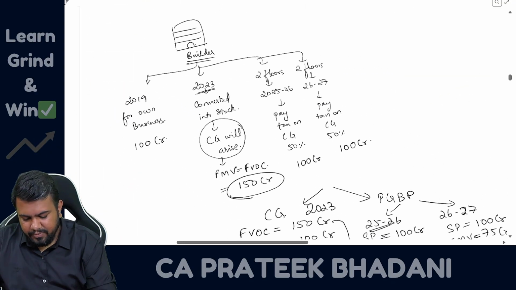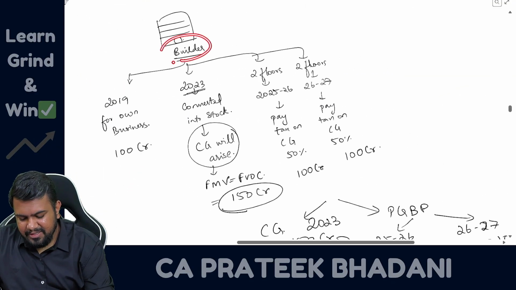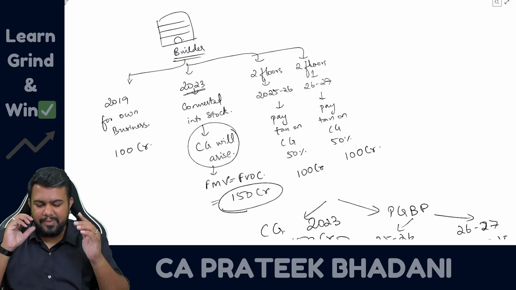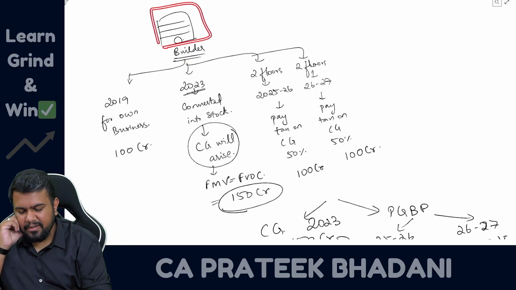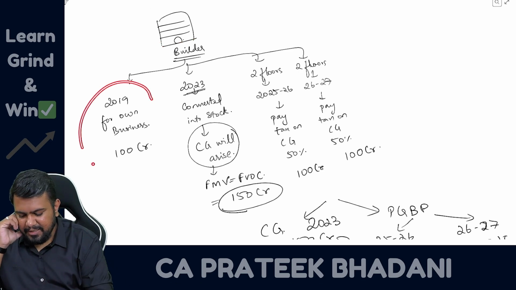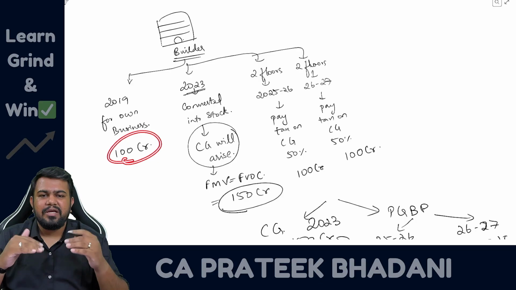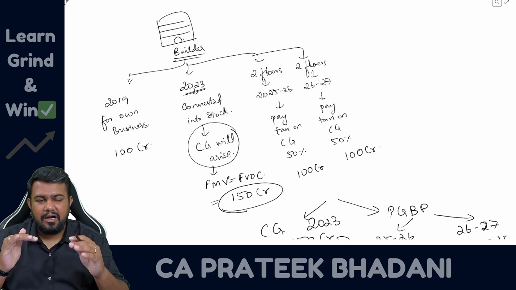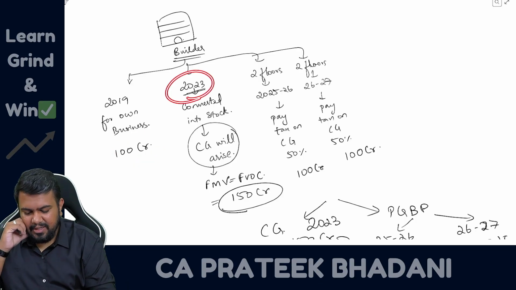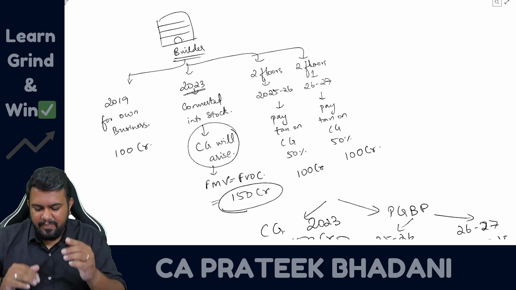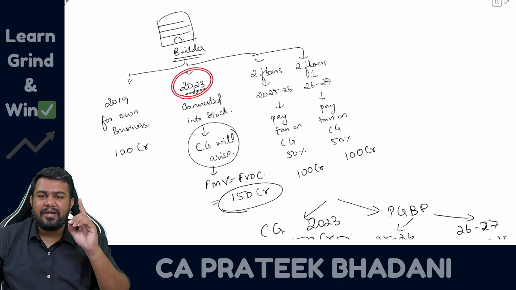Let's say there is a builder. What is the work of a builder? The work of a builder is constructing buildings and selling them. Now this builder had constructed his own building for own use in 2019. In 2019 he constructed a building for 100 crores which he was using for his own business. However, later on in 2023 he converted this building into stock in trade. So when does the transfer take place? The transfer takes place in 2023 when the building is converted into stock.